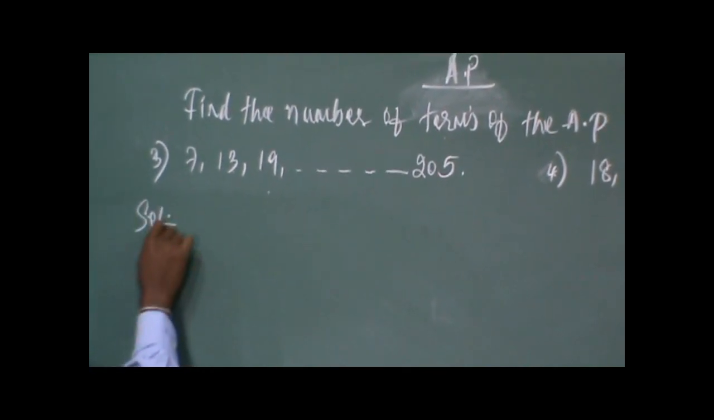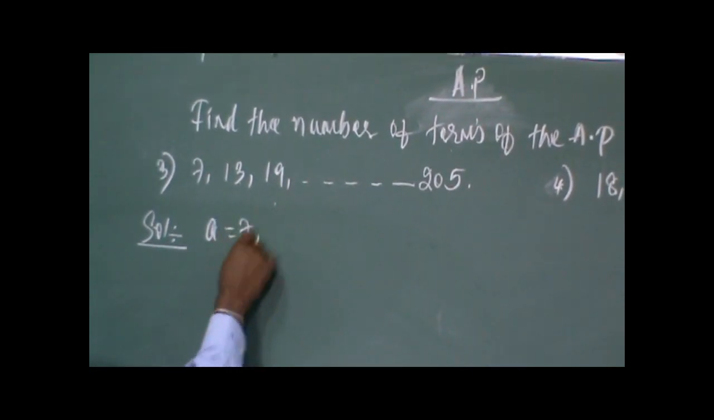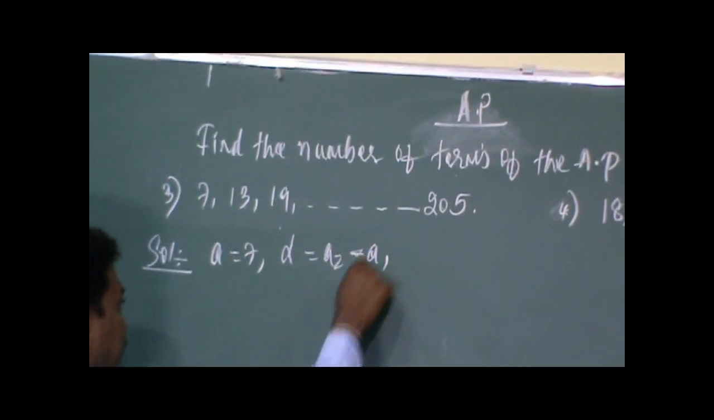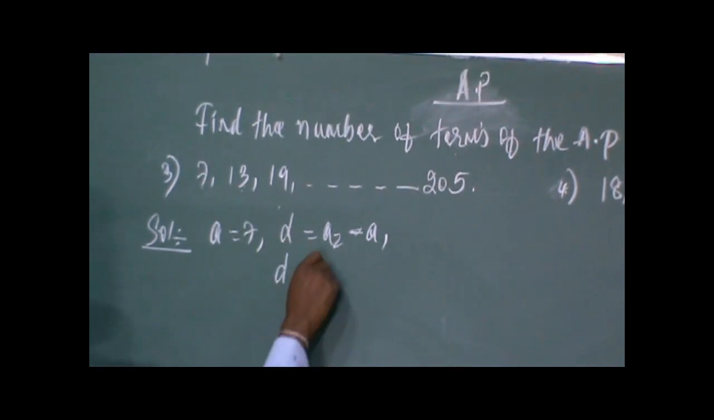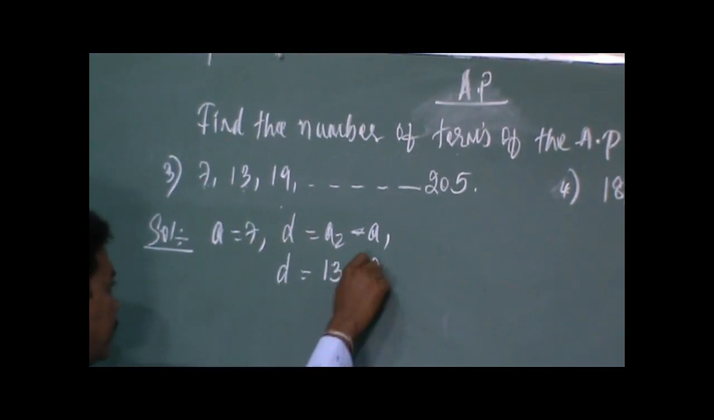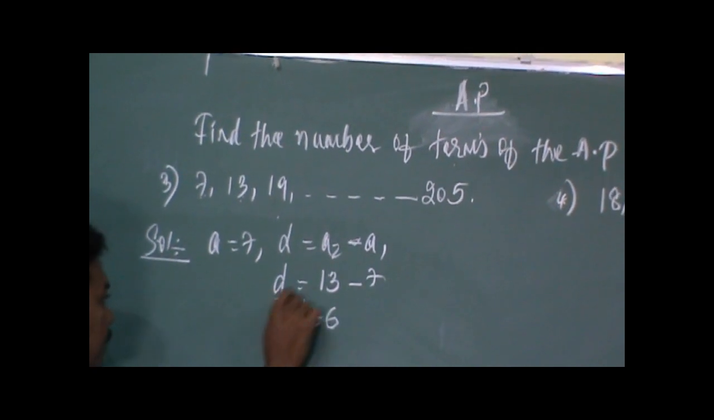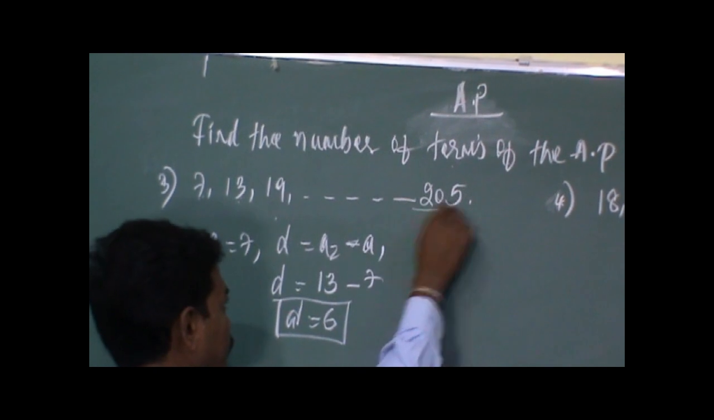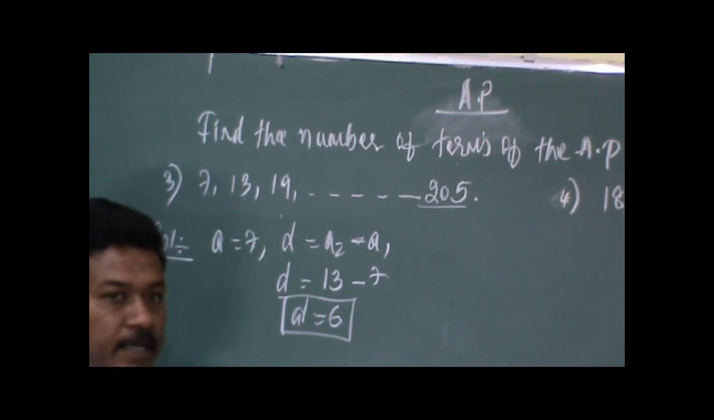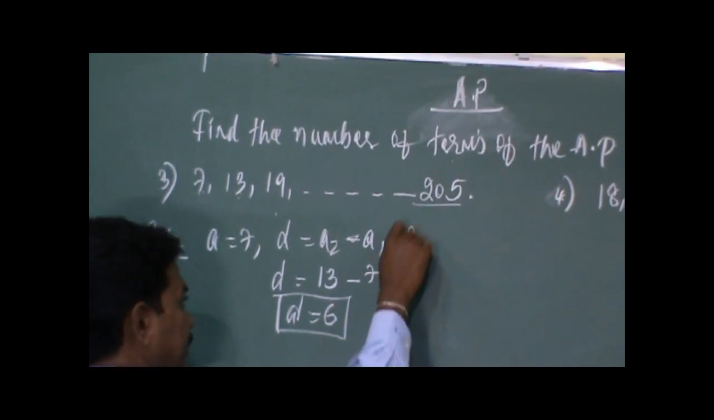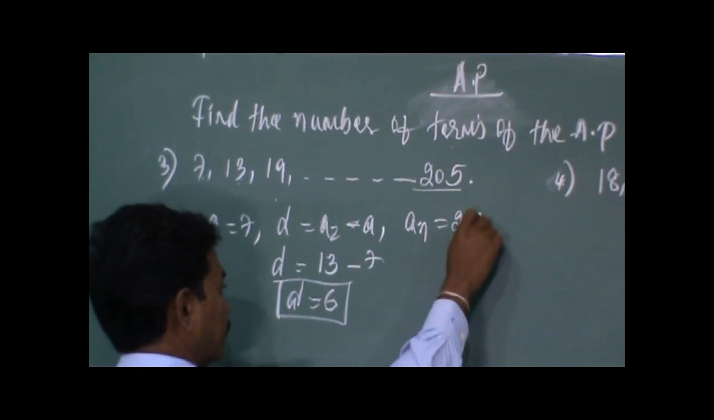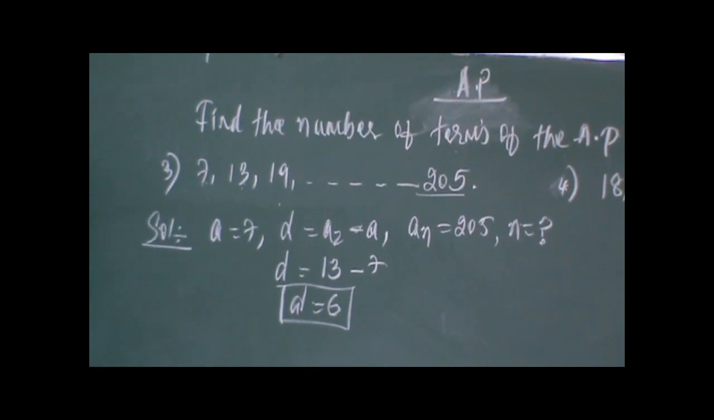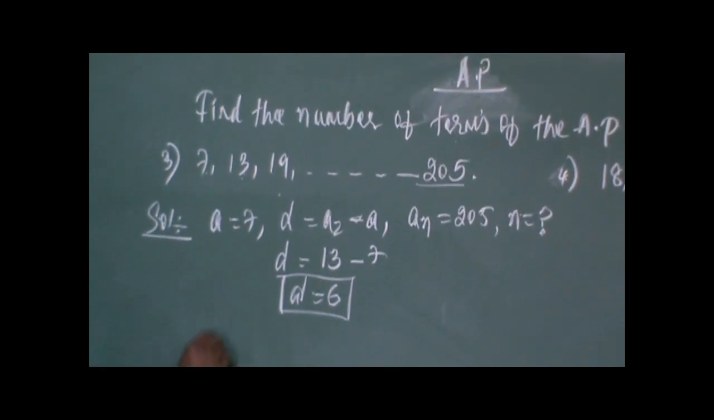Let us go to the method of solving this. A is equal to 7, the first term. D is equal to A2 minus A1, where A2 is 13 minus A1 is 7, so D comes to 6. So 205 is the last term of the AP, therefore take it as the nth term. So AN is equal to 205, and you have to find out the value of N. You have to find out the number of terms.